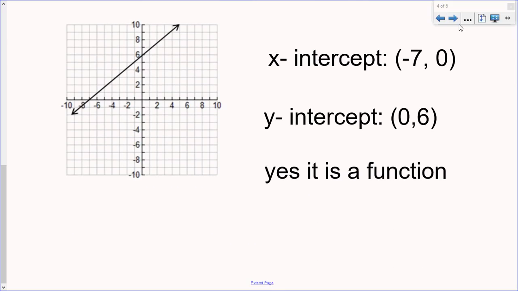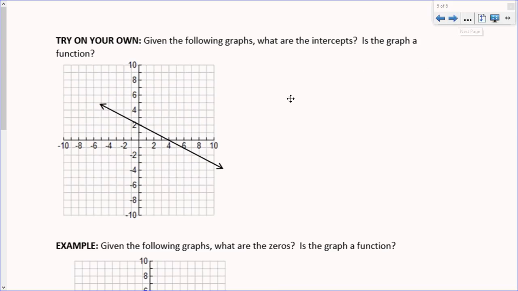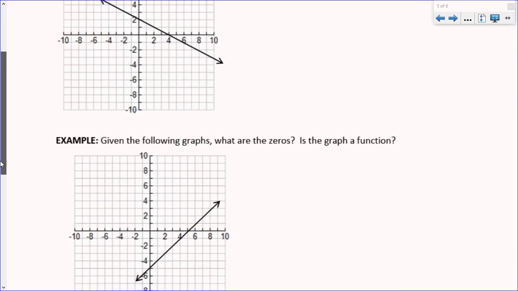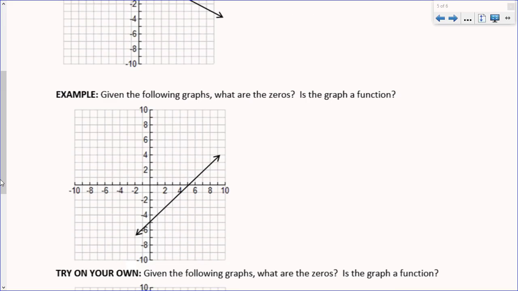Okay? And next one. So this one you guys are going to try on your own. Give me what the x and y intercept of this graph is. Alright? And if it's a function or not. Alright? And then our next examples are just asking what are the zeros. Okay? The zeros mean we're just looking for the x-intercept. Alright, so this one, we're just looking for where it's crossing x-axis.